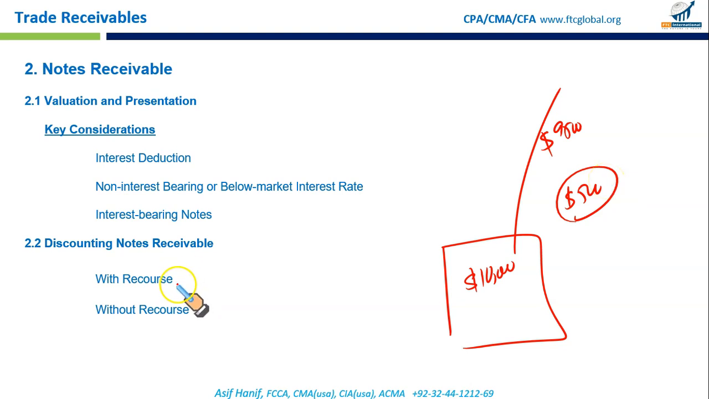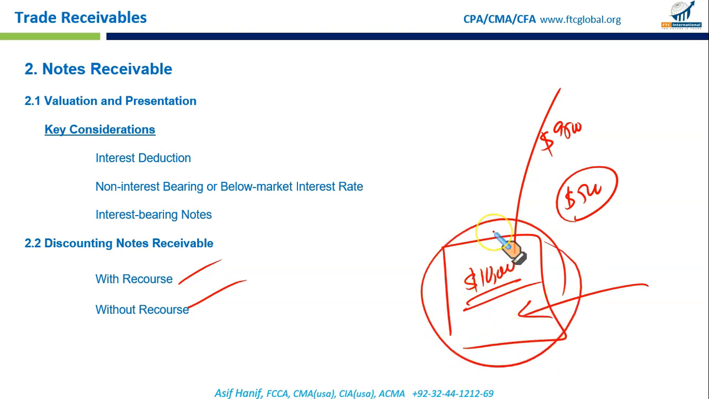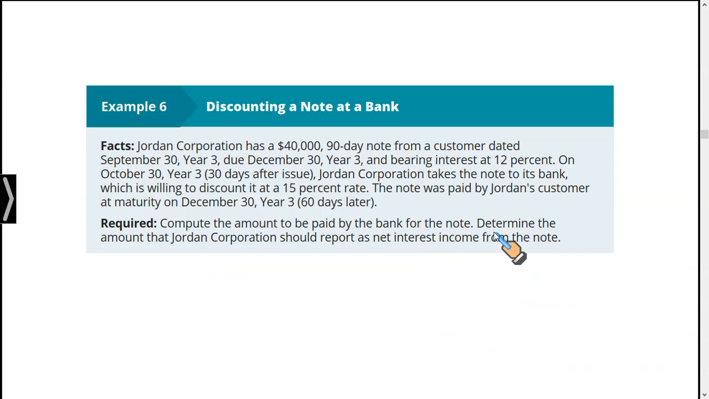So if it is with recourse, then you might still be responsible for $10,000 if the customer who wrote this note doesn't pay. So you would be responsible, and you will keep this liability on the balance sheet. But without recourse means that you are no longer responsible for $10,000 and you would remove it from the books entirely. Let us see an extended example that should explain the idea.